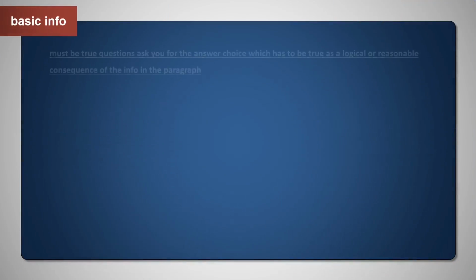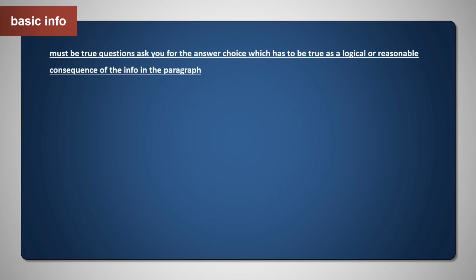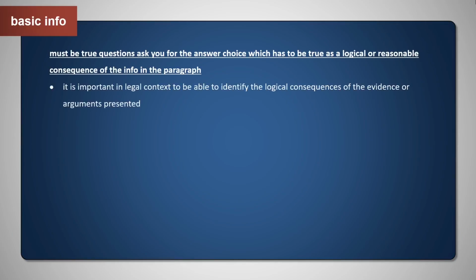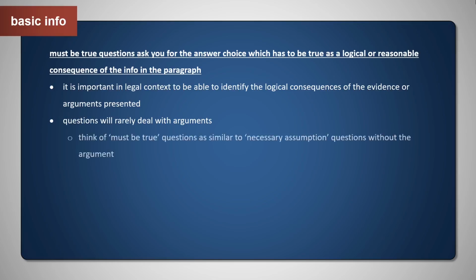Okay, in terms of the basic information, must be true questions ask you for the answer choice which has to be true as a logical or reasonable consequence of the information in the paragraph. So once again, it's important in a legal context to be able to identify the logical consequences of the evidence or the arguments presented. These questions will actually rarely deal with arguments. So think of must be true questions as similar to necessary assumption questions, but without the argument. It's just going to be a collection of information about something.